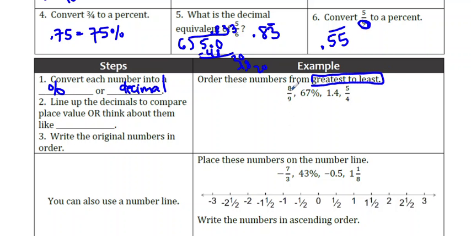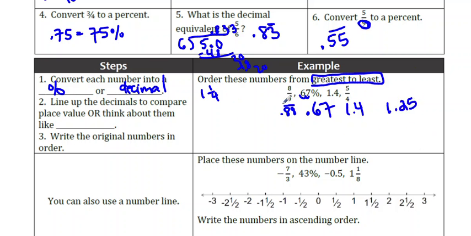All right, so we're going to convert all these. 8/9, remember this is a ninth family, so it's going to be 0.8, 8, 8, 8, etc. 67%, I'm just going to take my decimal point and move it 2 spaces to the left. So I get 0.67. 1.4 stays as is. 5/4 is the same thing as saying 1 and 1/4, which is 1.25.